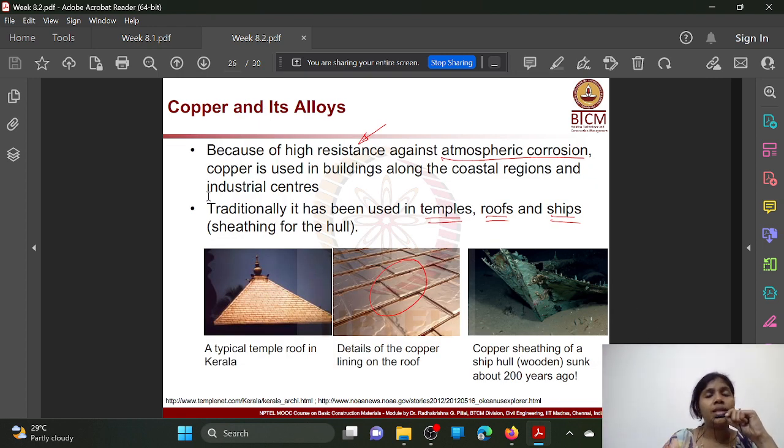Now, copper and its alloys: where they are used and what the advantages are. Copper has high resistance against atmospheric corrosion. Copper is used in buildings along coastal regions and industrial areas, and traditionally it has also been used in temples, roofs and ships. See, a typical temple roof in Kerala is an example where copper is used.